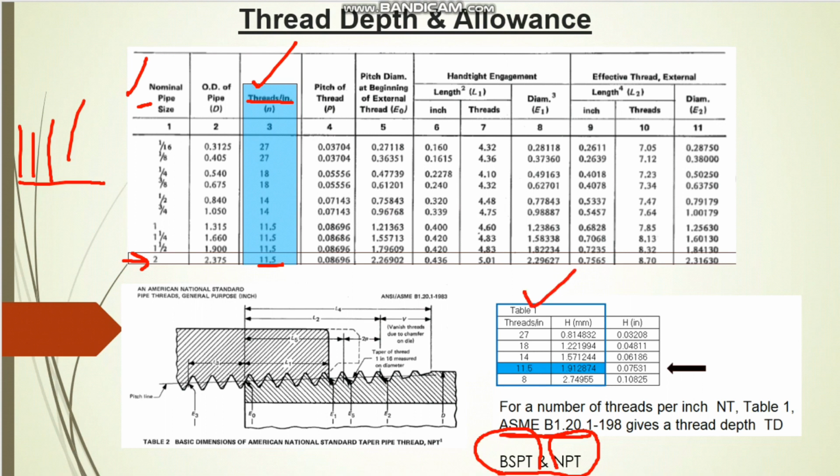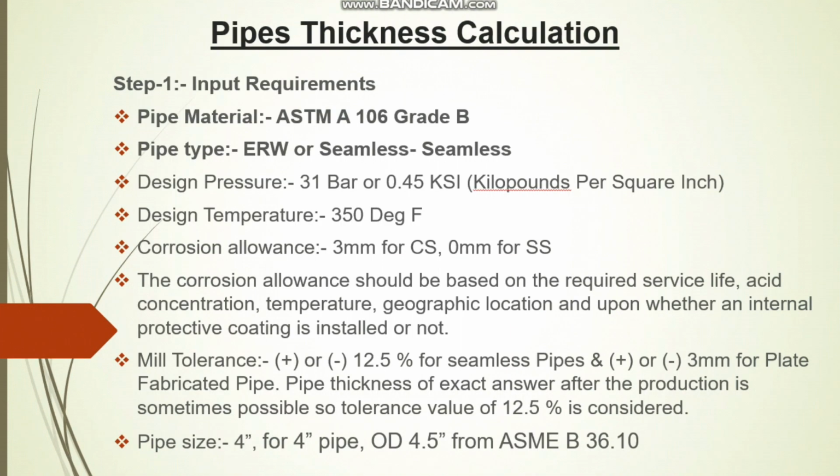And coming to this table, Table 1, threads per inch is 11.5. That means it has a depth of 1.91 mm. That much depth is there. Like you see here, there will be 1.91 mm depth for that thread. So we need to add this 1.91 mm allowance when you have a pipe size lower than 2 inch.